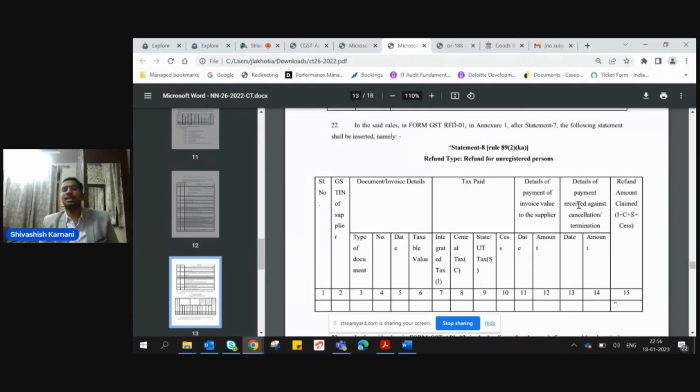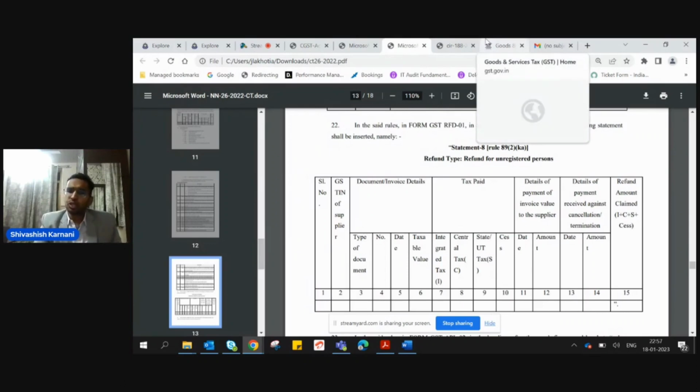Let us say I have paid 100 rupees to that supplier. However, that supplier has refunded 80 rupees only to me. In that case, that amount of 80 rupees has to be mentioned here. And finally, the refund amount which is being claimed has to be mentioned here. So this is the simple statement which is required to be furnished while claiming the refund on account of unregistered persons.